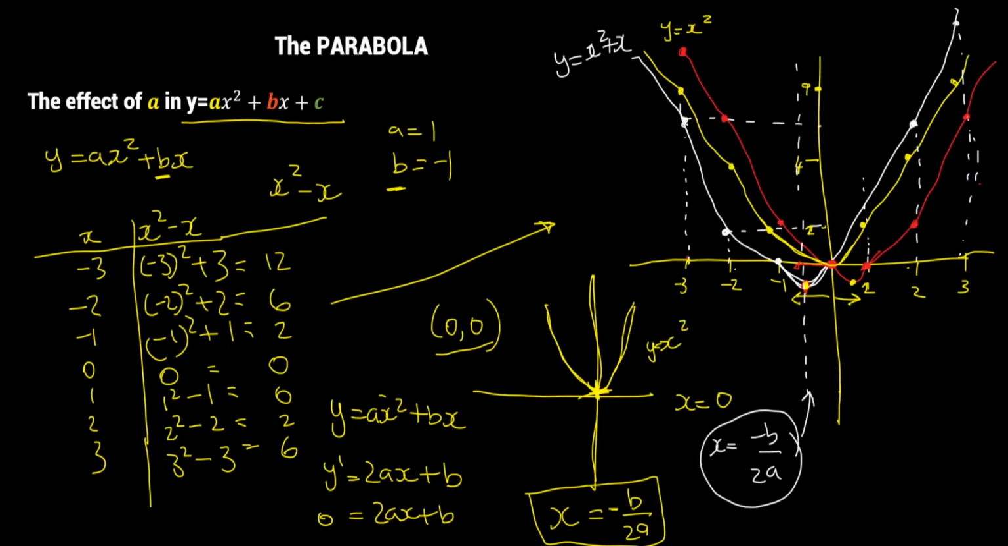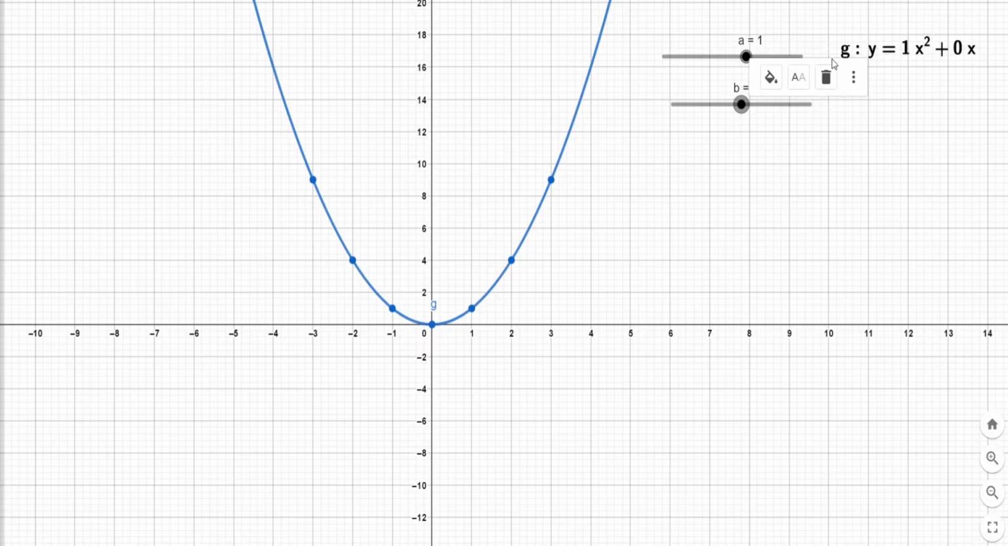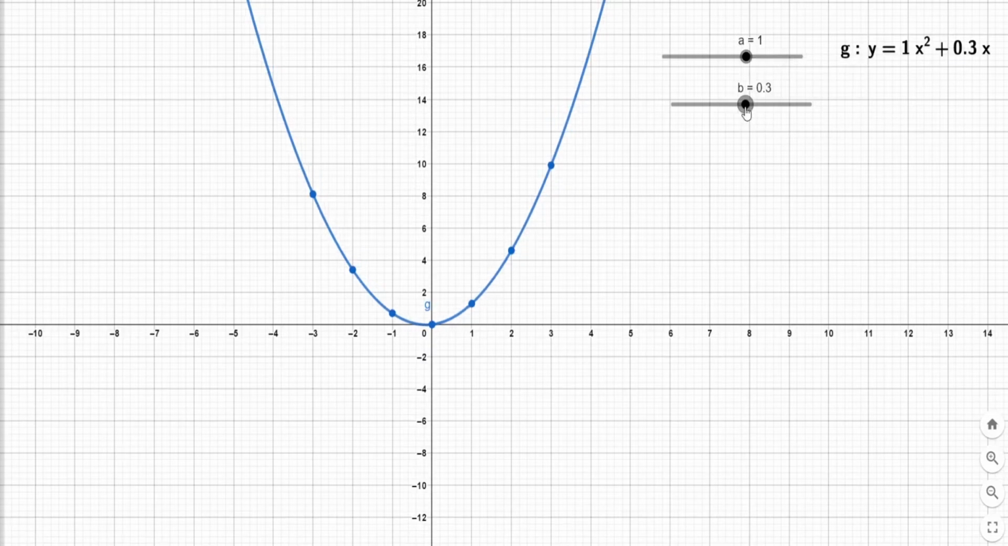And I'm going to show you visually as well what is happening, the same way I did for the value of a. So this is our equation, y equal to x squared. But at this point, you can see that b is still 0. We're going to shift the value of b. I want you to look at what is going on in the graph. So we're shifting the value of b.